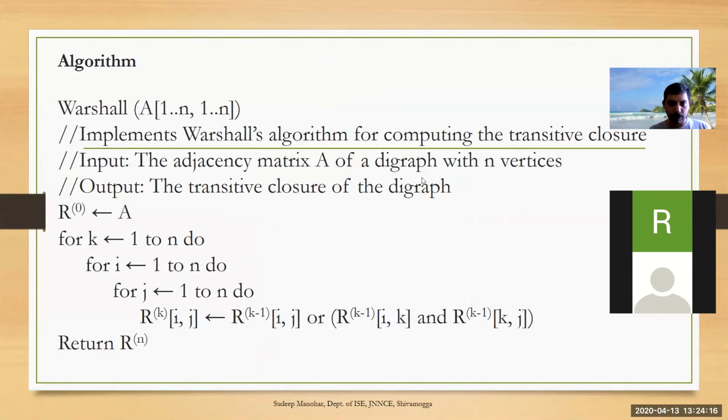Based on this formula, R k minus 1 of i comma k and with R k minus 1 of k comma j. So we have seen how to do this. That means it is the corresponding row and the corresponding column. So these two, and you are doing the AND operation. And finally, what are you returning? You are returning Rn. What is Rn? It is the last matrix. It is, for example, R4. R4 contains the result. So that R4 is nothing but the transitive closure of the graph. So this is the algorithm for the Warshall problem. Okay.